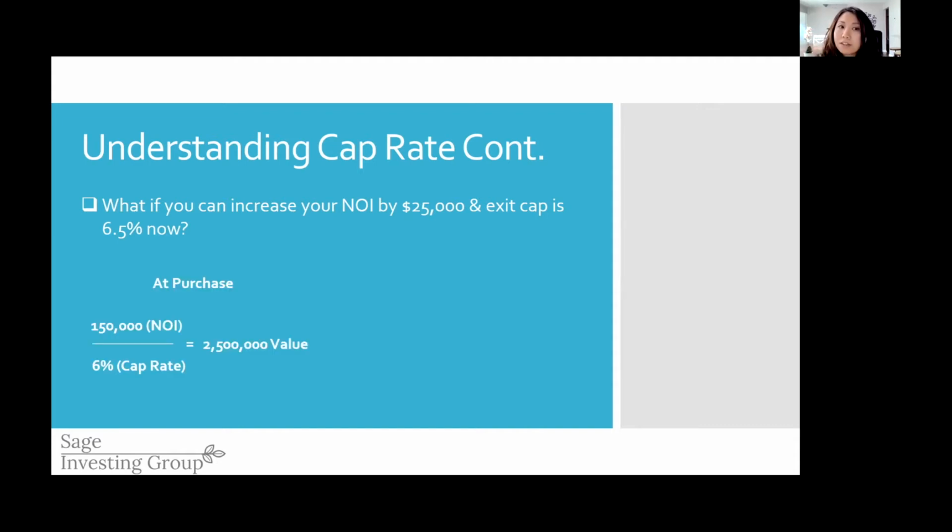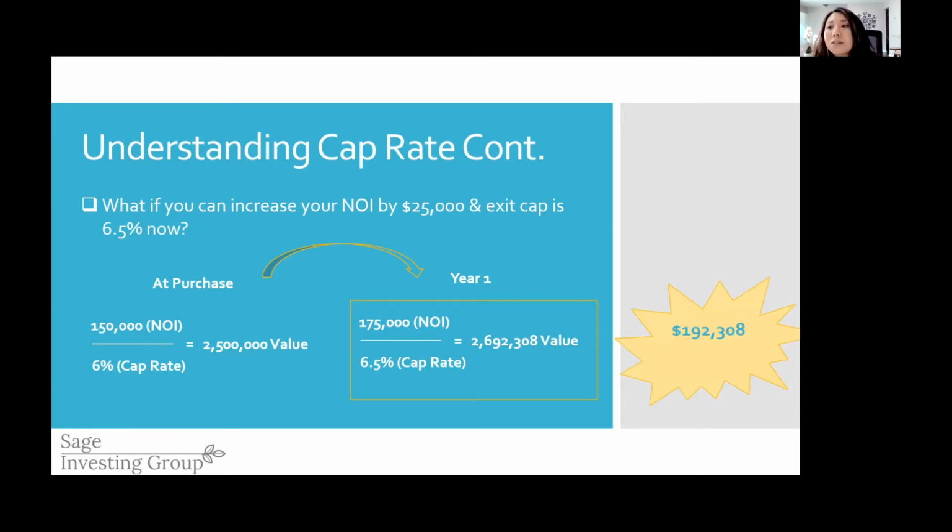So now, improving the NOI by $25,000 in year one after takeover with the market cap rate of 6.5%, the value of the property would now be 2.69 million. That's taking the same $175,000 NOI divided by the 6.5% cap rate. Thereby, you just increase the value of the property by only $192,000. So same effort, but exiting in the worse market will therefore yield a lower return.